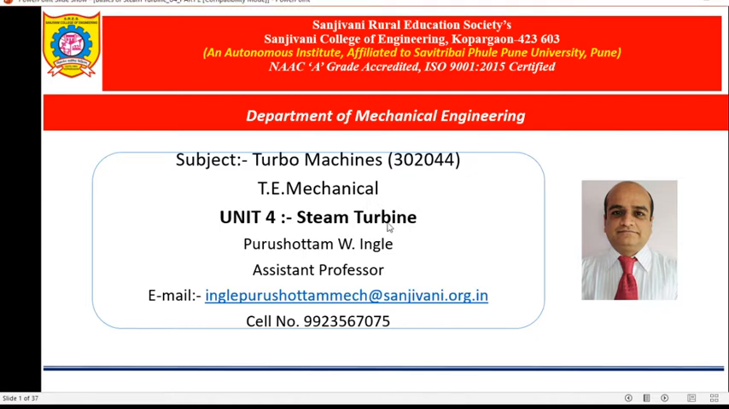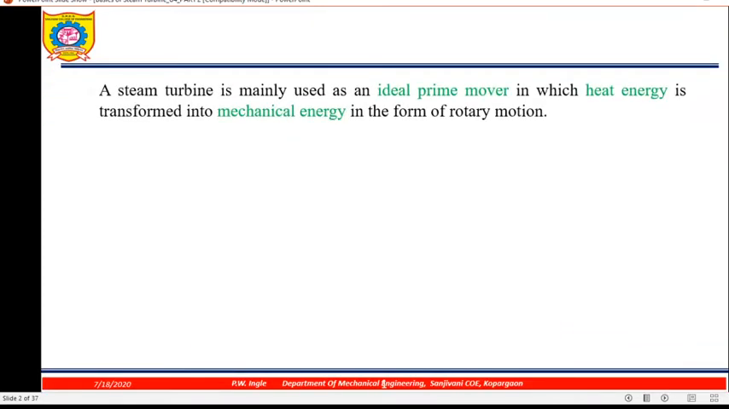So in the last lecture we discussed the basics of steam nozzle and how to get the equation for velocity of steam. So today we will discuss the basics of steam turbine. So what is the steam turbine? It is mainly used as an ideal prime mover in which heat energy is transformed into mechanical energy.